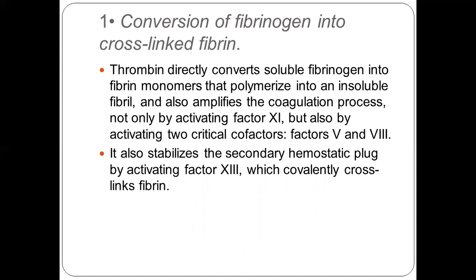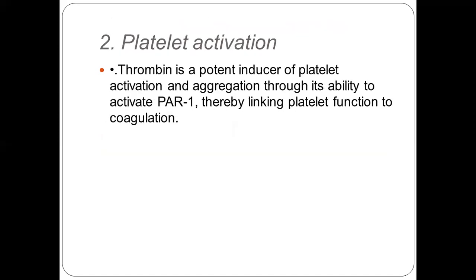Thrombin directly converts soluble fibrinogen into fibrin monomer that polymerizes into an insoluble fibril, and also amplifies the coagulation process not only by activating factor 11 but also by activating two critical cofactors, factor 5 and 8. It also stabilizes the secondary hemostatic plug by activating factor 13, which covalently cross-links fibrin. Second function, platelet activation. Thrombin is a potent inducer of platelet activation and aggregation through its ability to activate PAR1, thereby linking platelet function to coagulation.